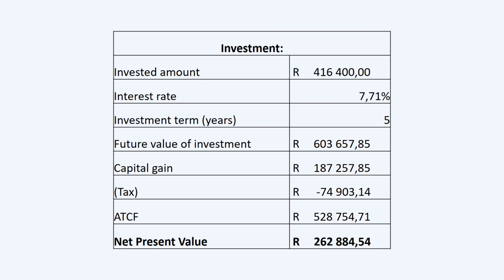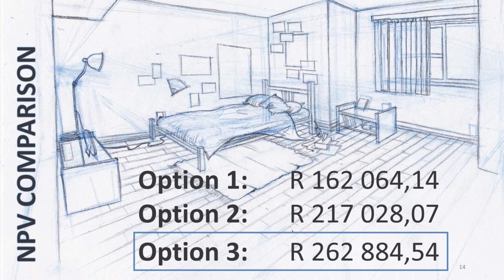value as presented below. After comparing the net present values of the three options, it can clearly be seen that option 3 is the most beneficial as it has the highest net present value of the three options. Therefore, the apartment should be sold and the funds should be invested in the appropriate funds.